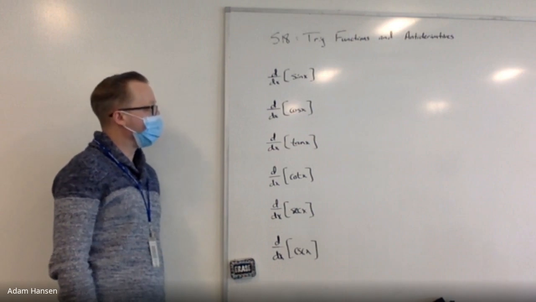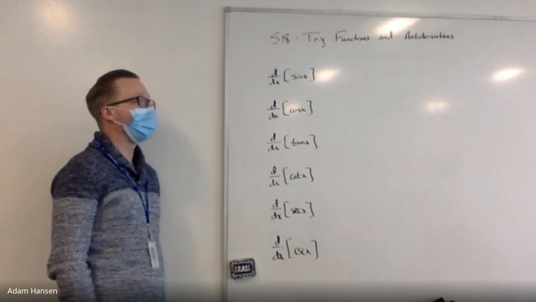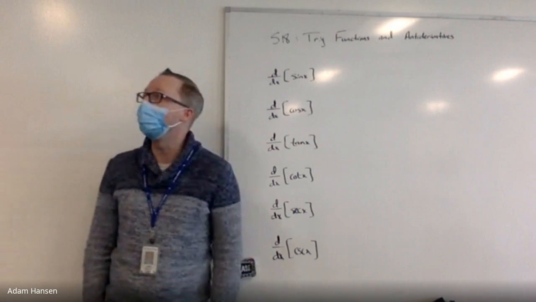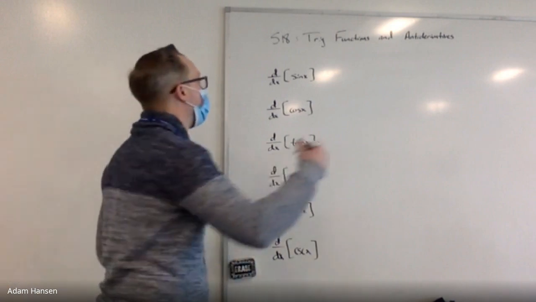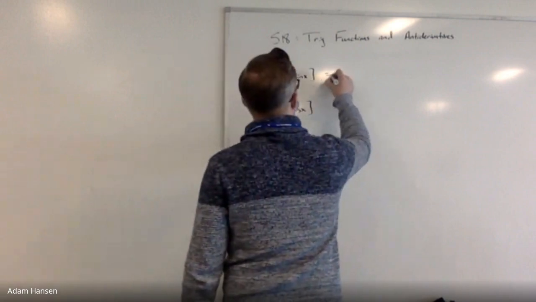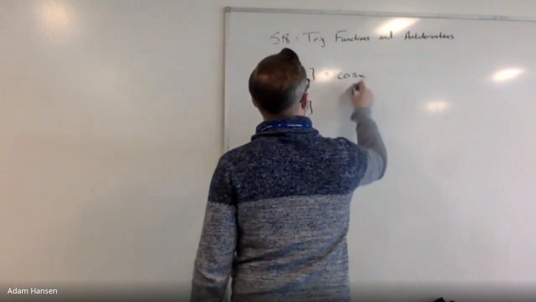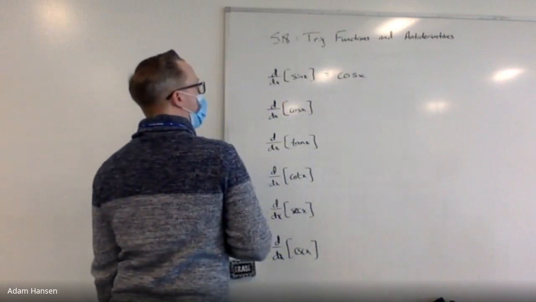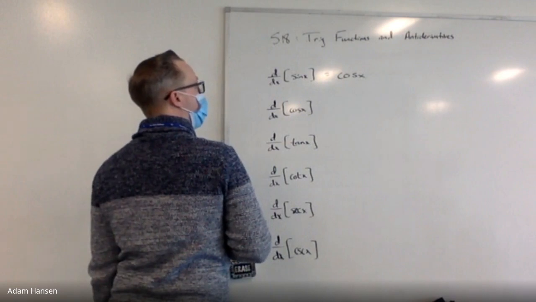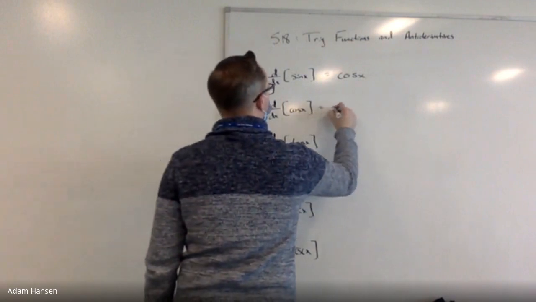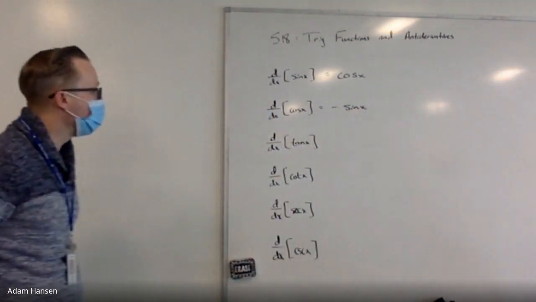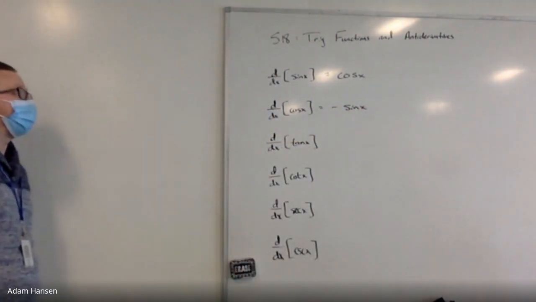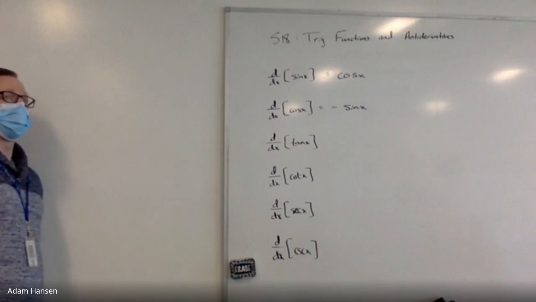I've got the derivatives of the six trig functions up on the board: sine, cosine, tangent, secant, cosecant, cotangent. What's the derivative of sine x? Cosine x. What's the derivative of cosine x? Negative sine x. Remember, the co-functions go negative. All these co-functions, cosine, cotangent, cosecant, have negative derivatives.